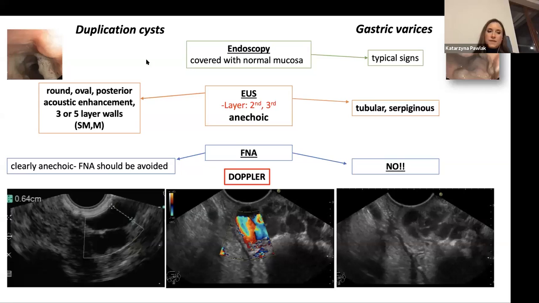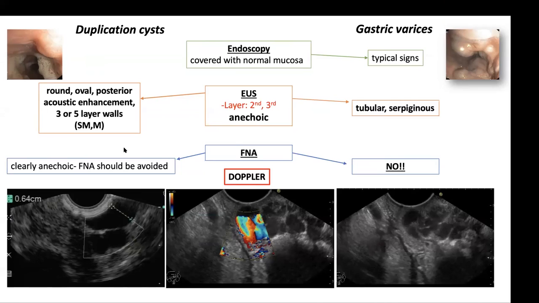And in EUS assessment, they arise from the second and the third layer and are anechoic. However, you can see the differences between them. In the case of gastric varices, it will be a tubular, serpiginous type of lesion. And in the case of duplication cysts, this type of lesion will be round or oval, with posterior acoustic enhancement, which is typical for duplication cysts, and will also contain a three- to five-layer wall.